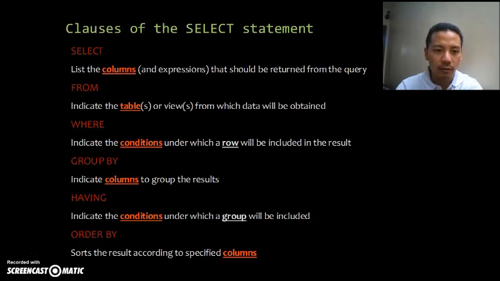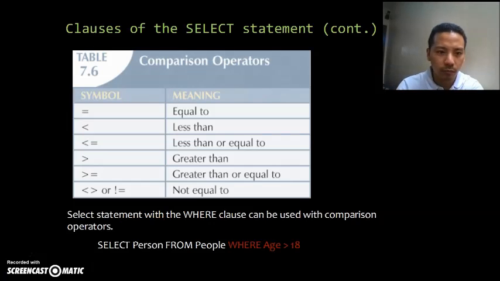Clauses of the select statement. The from is used to indicate the table or view from which data will be obtained. The where condition indicates the conditions under which a row will be included in the result. The group by indicates columns to group the results. Having indicates the conditions under which a group will be included. Order by sorts the result according to specified columns.